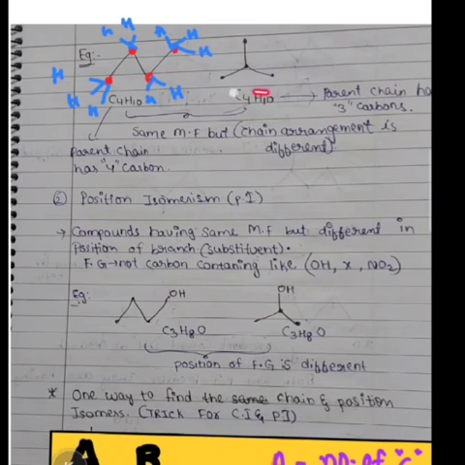Coming to this one, we have C4H10, but the parent chain consists of only 3 carbons, whereas one branch is present. So the number of carbons in the parent chain is different but the molecular formula is the same. The chain is different. It is called chain isomerism.